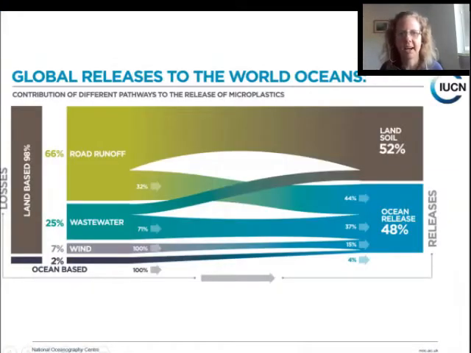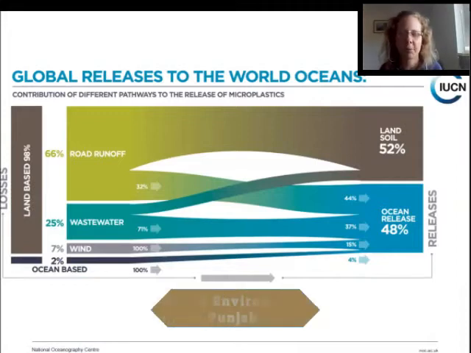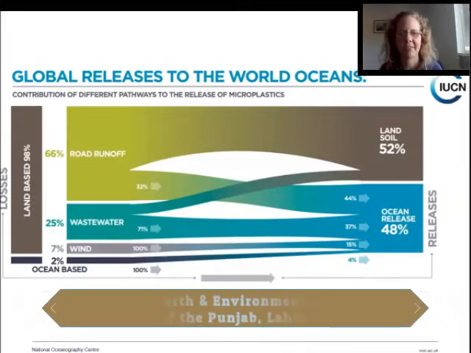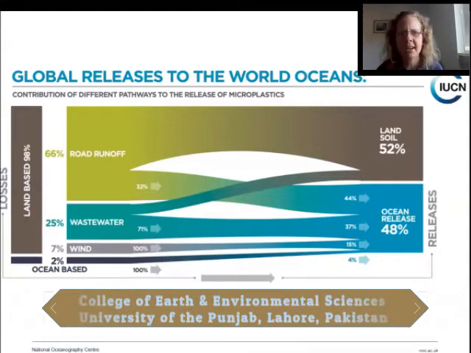If we think about how these are released to the oceans and into the environment, we can see here on the left-hand side that around 98% of plastics that enter the oceans are believed to be derived from the land. So this is a huge proportion. This really means that we need to focus our efforts on this upstream part of the cycle, so where plastics enter the system. Around 66% of that is believed to be derived from road runoff, but we also have wastewater as quite a large proportion.